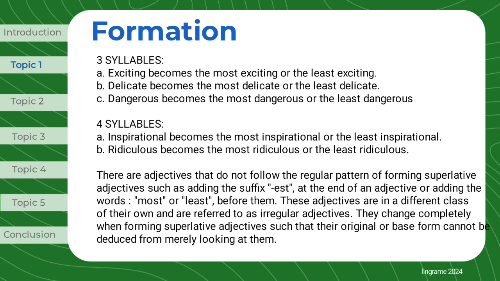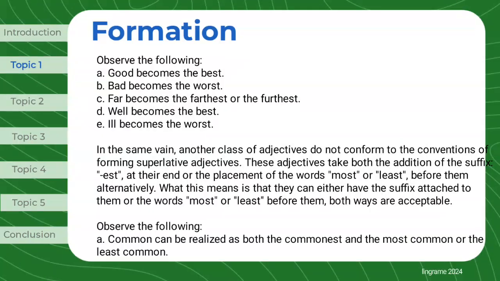There are adjectives that do not follow the regular pattern of forming superlative adjectives, such as adding the suffix -ist at the end of an adjective or adding the words most or least before them. These adjectives are in a different class of their own and are referred to as irregular adjectives. They change completely when forming superlative adjectives such that their original or base form cannot be deduced from merely looking at them.